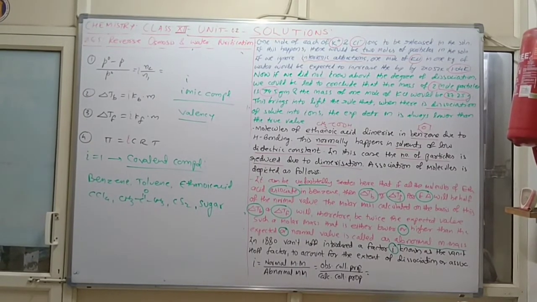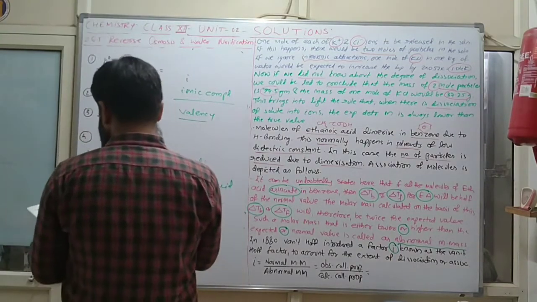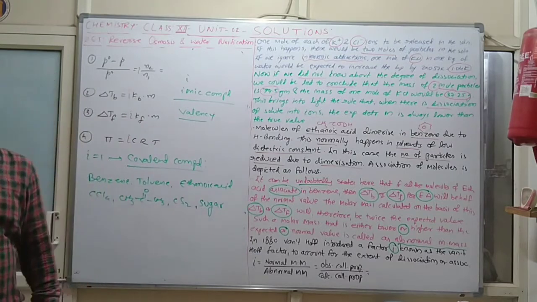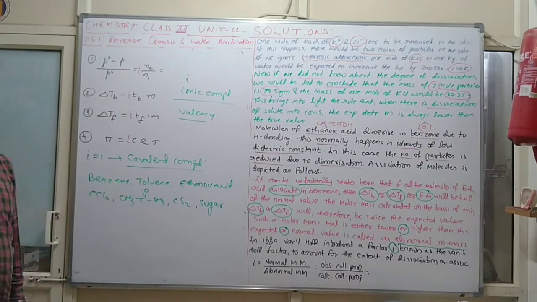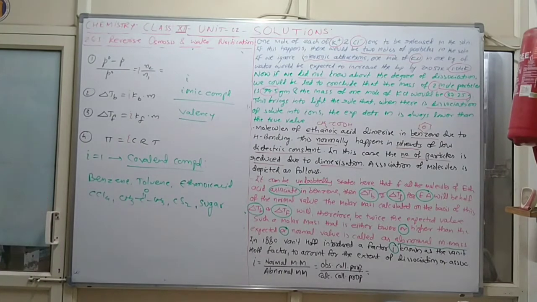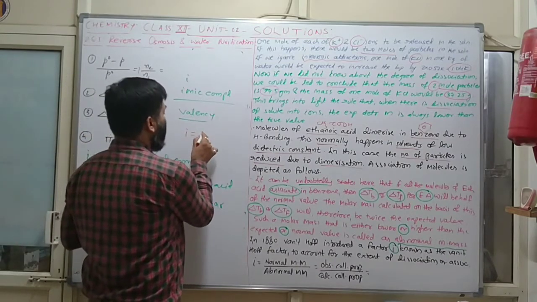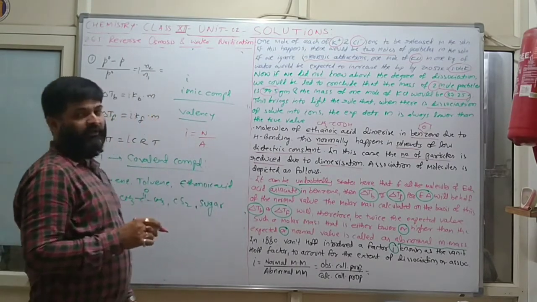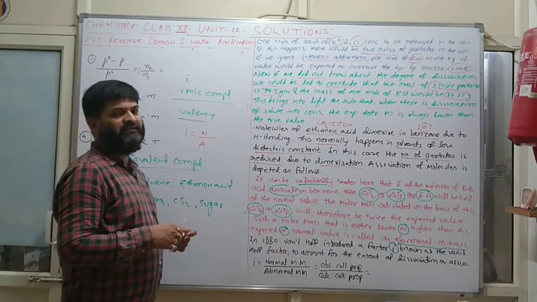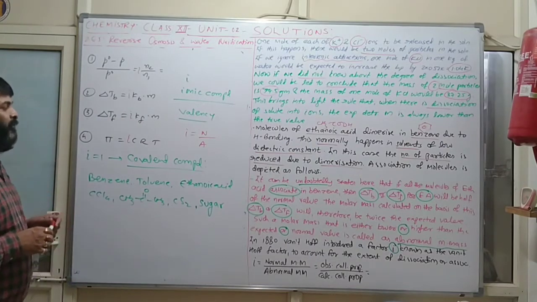So we can write down relative lowering of vapor pressure, here P0 minus P upon P0. Clear? Understood or not? It means whatever parameters are given, here one thing we have added, and that is i. And how can we find out i? So i is equal to normal upon abnormal. Normal means without association or dissociation, and abnormal means either association or dissociation.